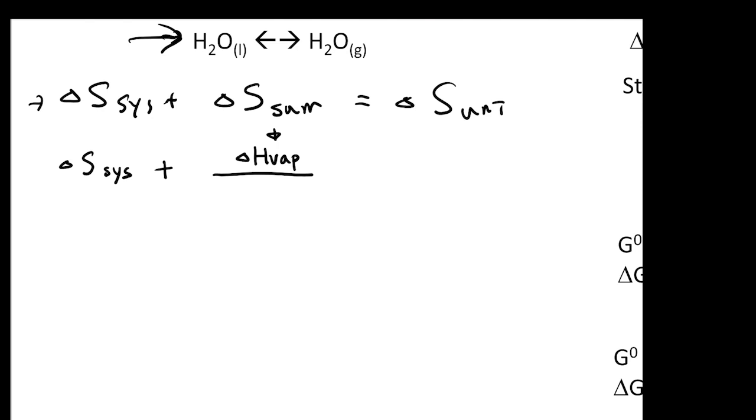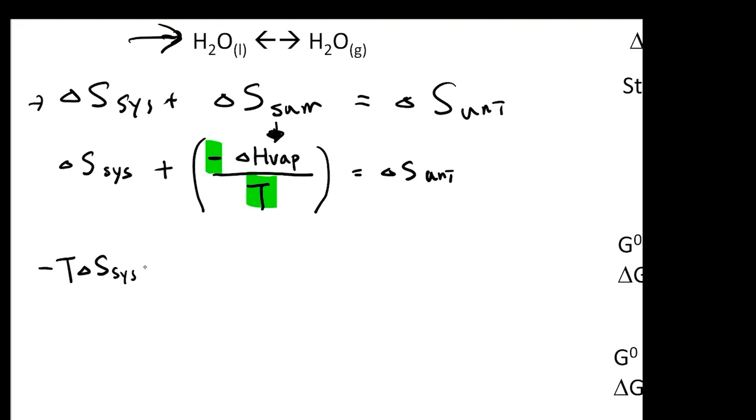Because it is going into your system, it means the surrounding is going to lose that much heat so that the heat can go to the system. Then you divide it by your temperature so that it becomes the entropy. So this term can be rewritten as this, and we write it again: delta S universe. What we do next is multiply this on both sides. What we're going to have is negative T delta S system plus delta H evaporation equals negative T times delta S universe.